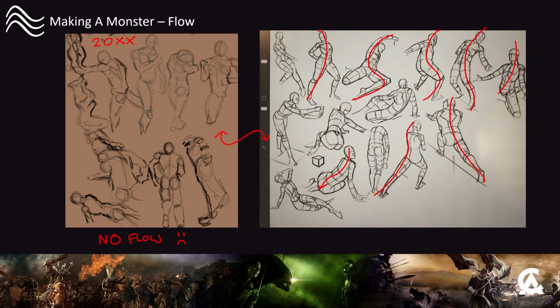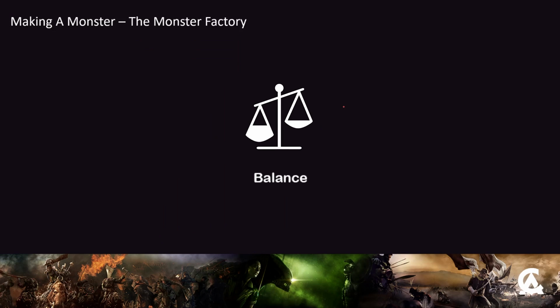Exactly. So lines of action and flow are important, and they apply not just to traditional art, but also to designing successful creatures. But of course, balance has to come into play too. And balance is a strange one. Balance refers to how elements of a design relate to each other, so you have to use it in tandem with all the things we're going to talk about today.